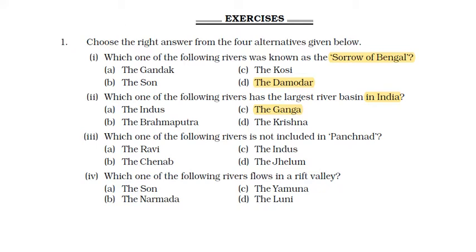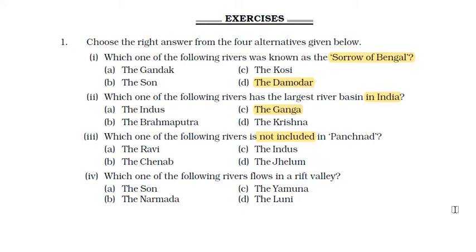Okay, question number 3. Which of the following rivers is not included in the Panchnad? Is not included. So the key words here are not included in the Panchnad. There are four rivers mentioned in your options. A, the Ravi; B, the Chenab; C, the Indus; and D, the Jhelum.